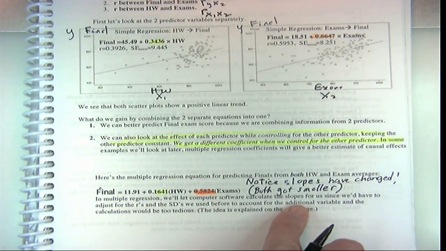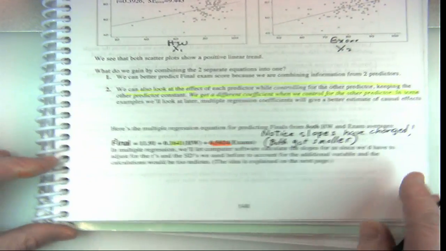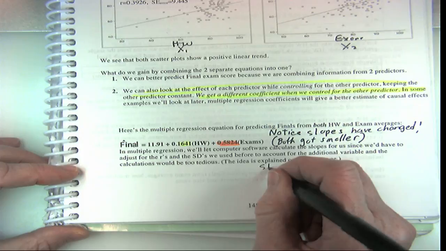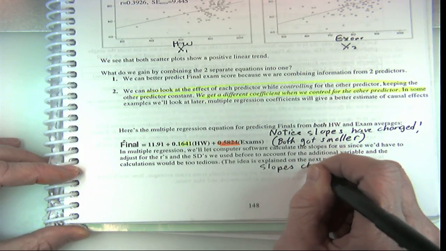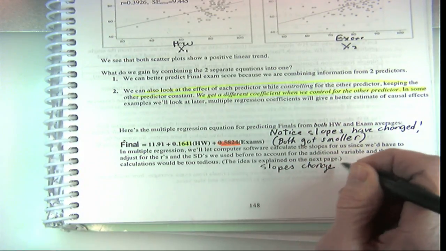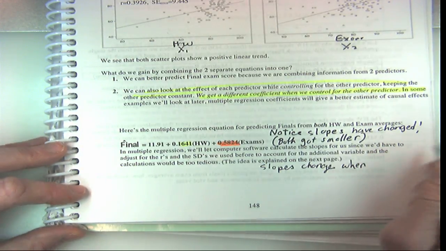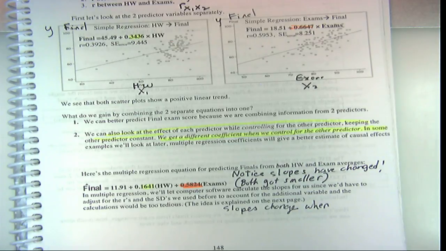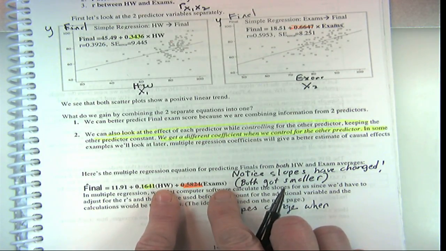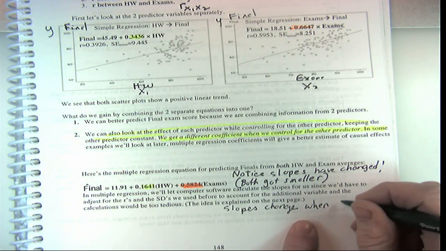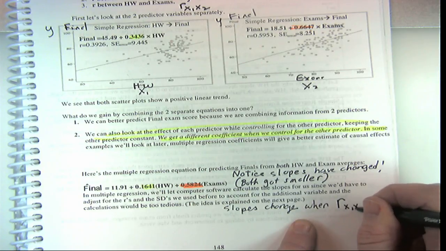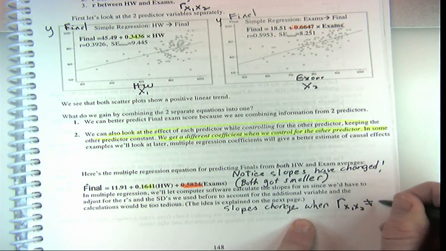Okay, and so why do they change? Well, the slopes change whenever the two predictor variables, like exams and homework, are correlated. So whenever R between the two x's is not equal to 0.